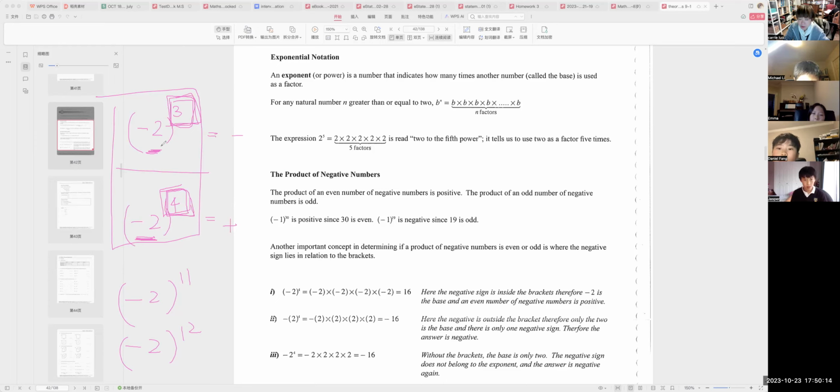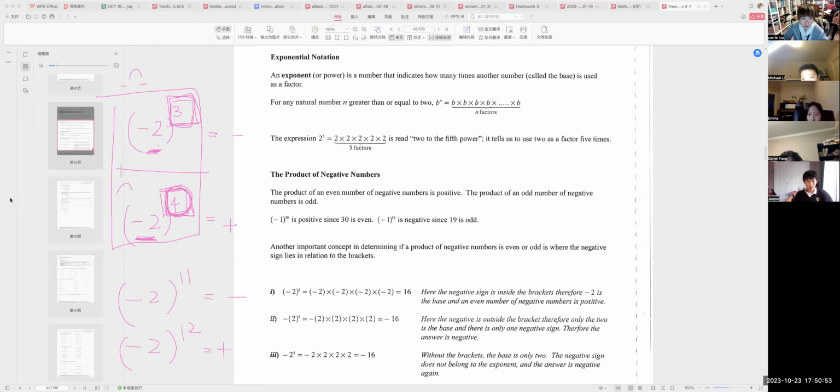Why? Because if you have an odd number of negatives, after pairing them up there's always one extra negative number, which makes the whole product negative. But with an even number of the negative base, they are always paired. Every negative times negative leads to what? A positive number. So that's why the answer is always positive. Understand, Jasper? Good job. So -2 power 11 equals a negative number, and -2 power 12 must be a positive number. Get it, everybody?